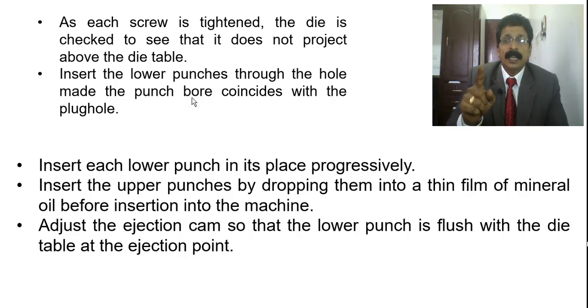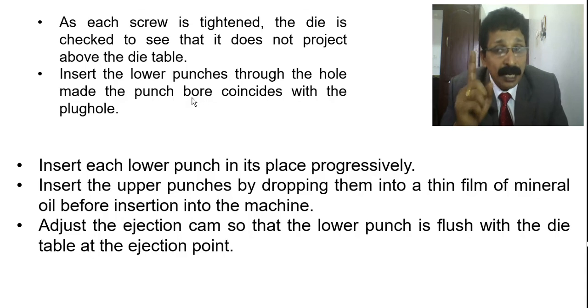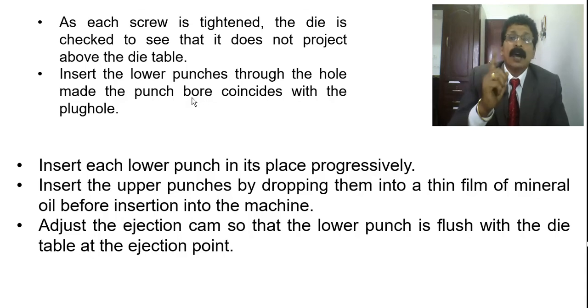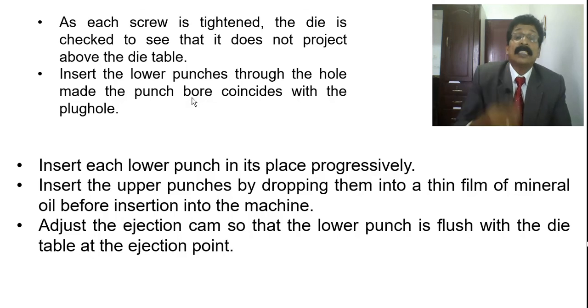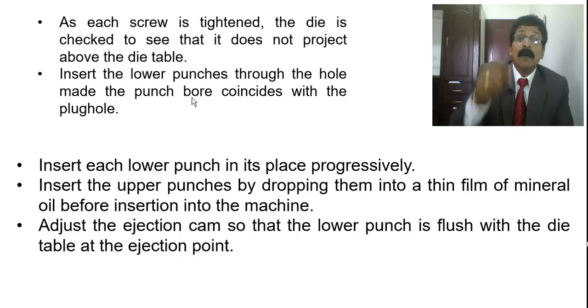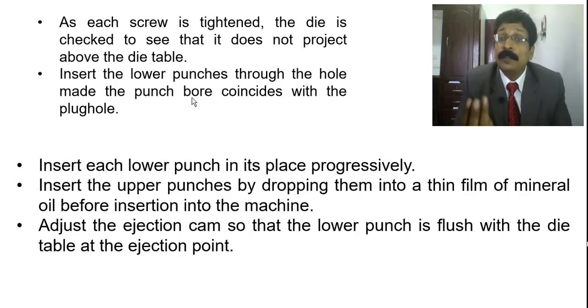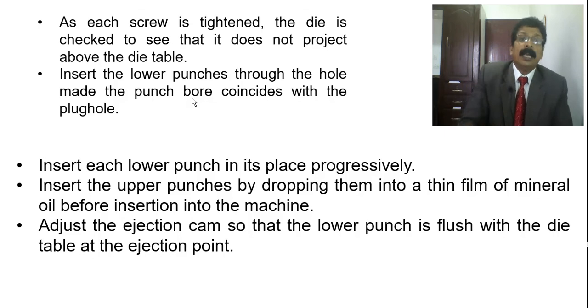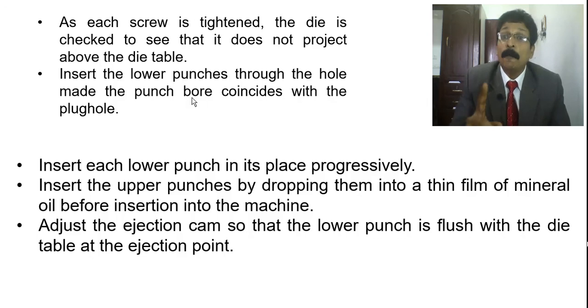Understand? You are going to set a tablet machine. First you fixed the die. Second, you are going to insert the lower punch through the holes made, the punch bore, that coincides with the plug hole. Understand? Insert the lower punch in place progressively, slowly, softly, and sometimes grease is also necessary. Now after the lower punch you are going to the upper punch.